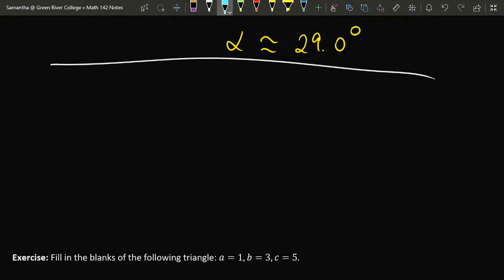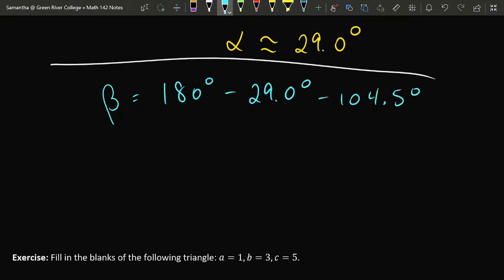Finally, all that's left is the one remaining angle, beta. And since it's the last angle, it can be found really easily by taking 180 degrees and removing the values of alpha and gamma. So beta's approximate value is 180 degrees minus 29 minus 104.5, which is equal to 46.5. And with that, we've determined all the values in the triangle.